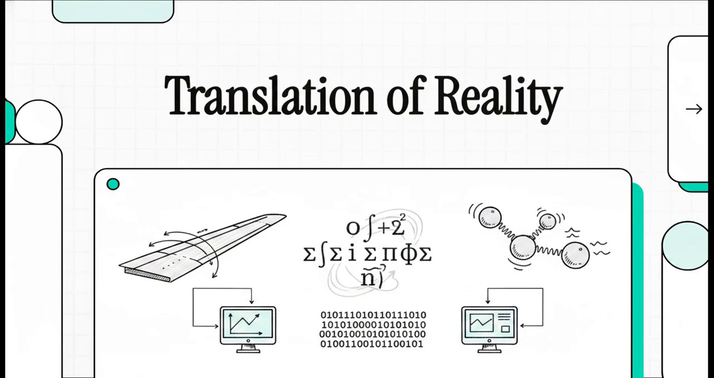Welcome to this explainer. Today, we're diving straight into the core mathematics of how computers actually simulate the physical world. I mean, have you ever stopped to wonder how engineers just know an airplane wing won't snap in midair long before it's ever actually built? Or how chemists can perfectly predict molecular vibrations without ever looking through a microscope? Well, the secret to all of this lies in a very specific, absolutely beautiful mathematical translation.